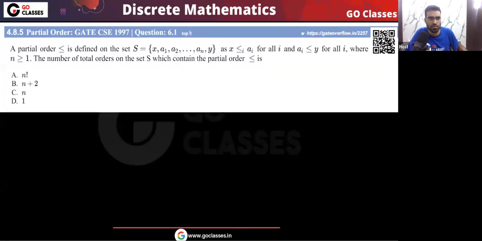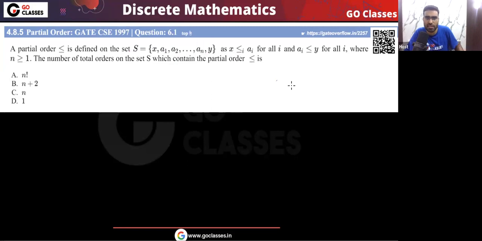Now let's solve this question. This is another GATE exam question, GATE 1997. A partial order is defined on set S. This is set S: X, A1 to AN, then there is Y. And the question is saying that X is related to Ai for all i, and Ai is related to Y for all i.